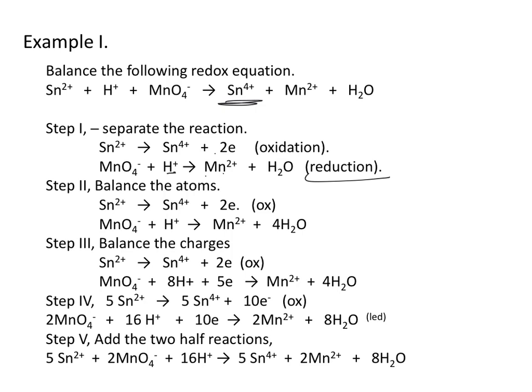So step 2 says you balance the two half reactions with respect to the atoms. So in this case, you have Sn2+ to Sn4+ plus 2 electrons for oxidation, and MnO4- plus H+ to give you Mn2+ plus 4H2O. So you balance the equation now.